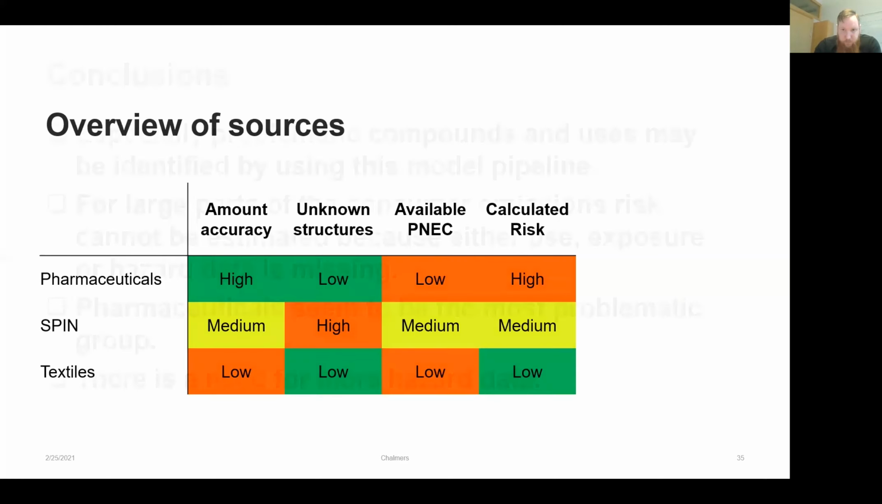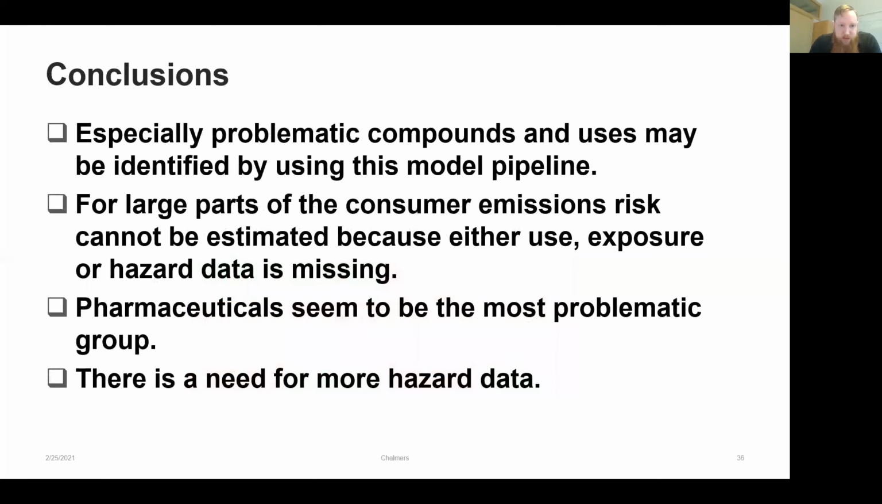So the conclusions for today are that for the modeling, especially problematic compounds and uses may be identified by using the model pipeline that we have discussed. However, for large parts of the consumer emissions, risk cannot be estimated because either the use, exposure, or hazard data is missing. Of the groups that we're looking at, the pharmaceutical seems to be the most problematic group, and there is a great need for more hazard data.